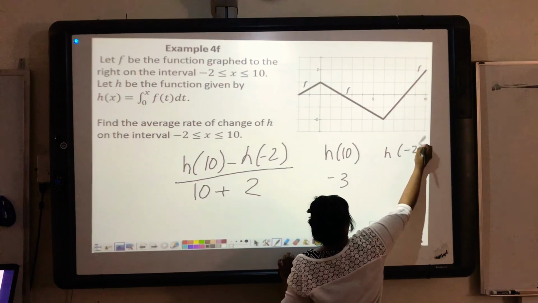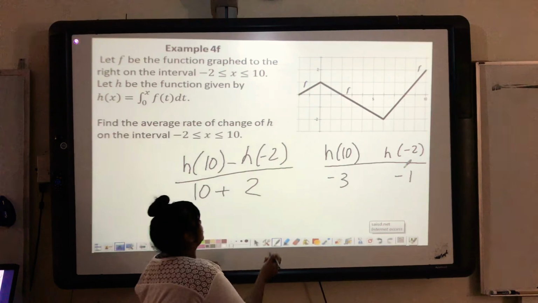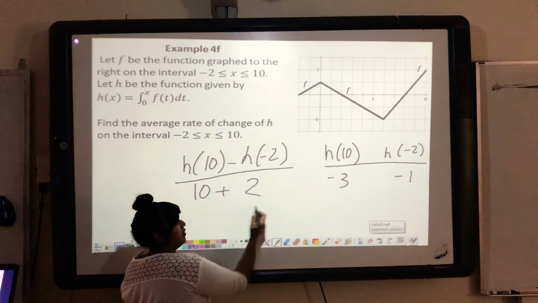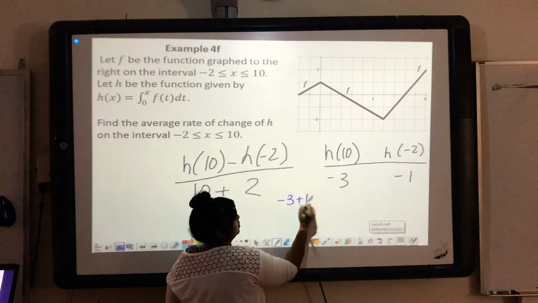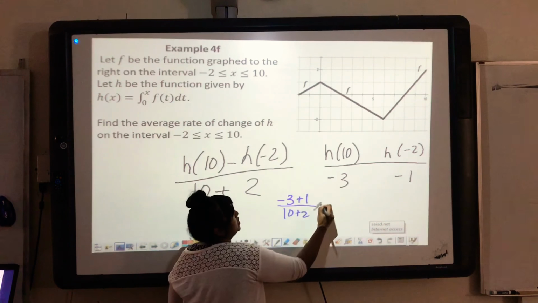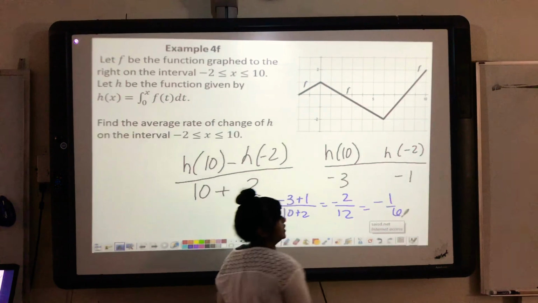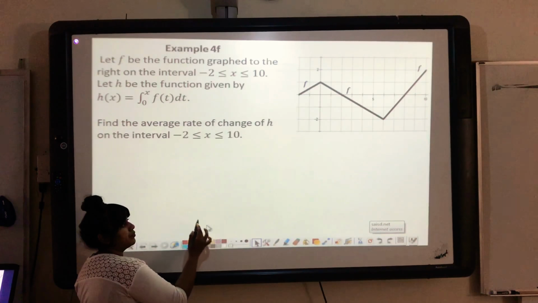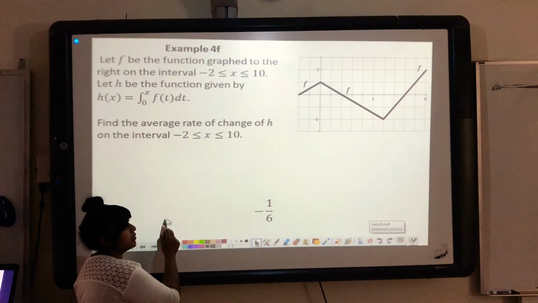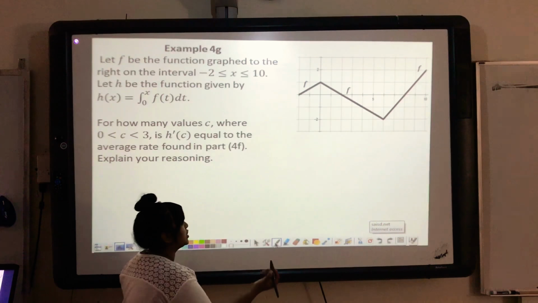And h of negative 2 was still negative 1 because we are going backwards. So this actually gives us negative 3 minus negative 1, so plus 1, over 10 plus 2. So that gives us negative 2 over 12, which gives us negative 1/6, which is the more appropriate and correct answer for this. Here's our answer.